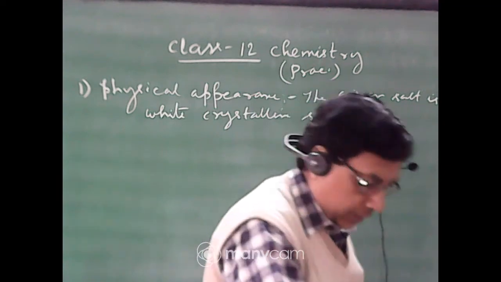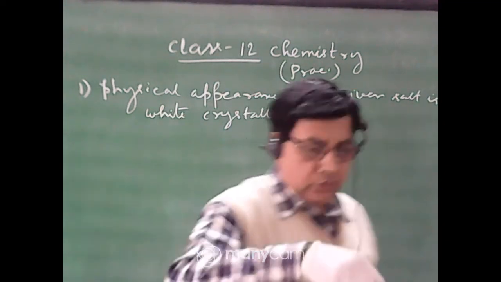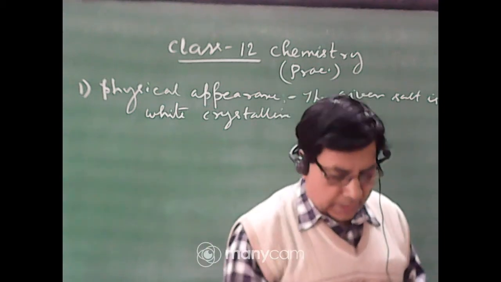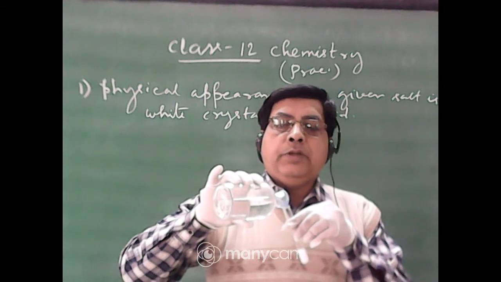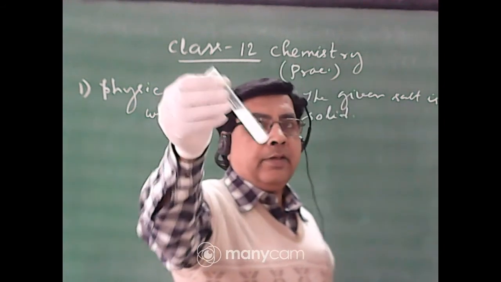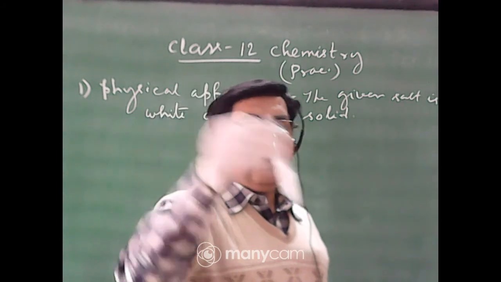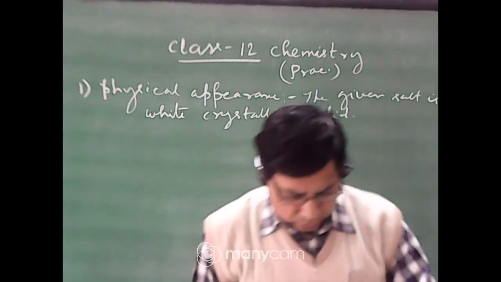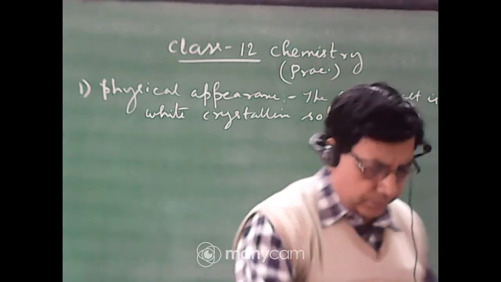Now to this precipitate you add dilute hydrochloric acid and observe whether the precipitate is dissolved or not. The precipitate remains unchanged. That means a white precipitate is formed which is insoluble in mineral acid. So what will be the anion? Sulfate ion.